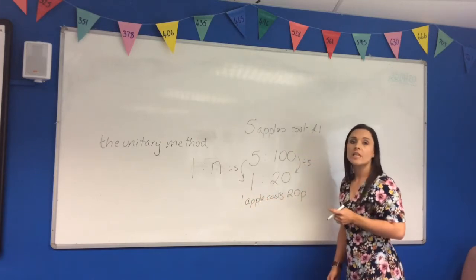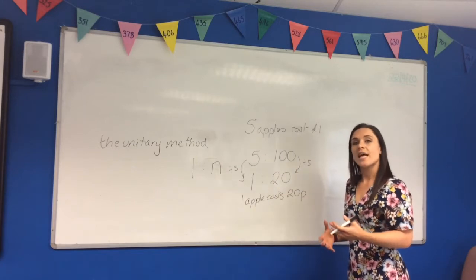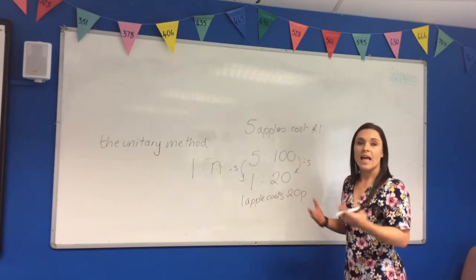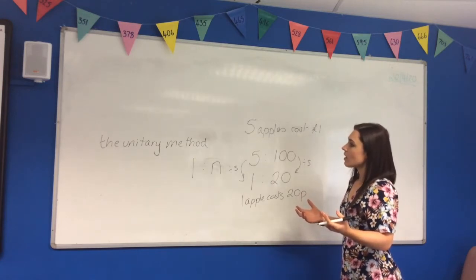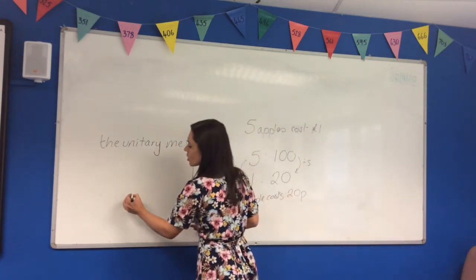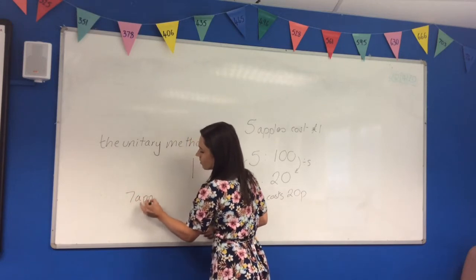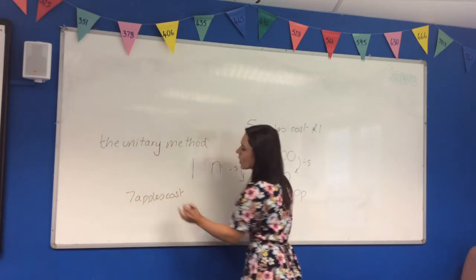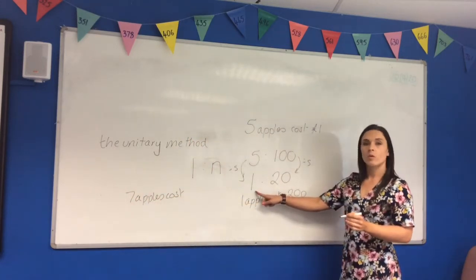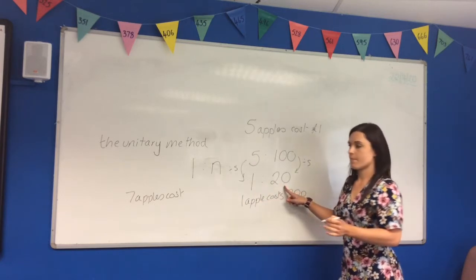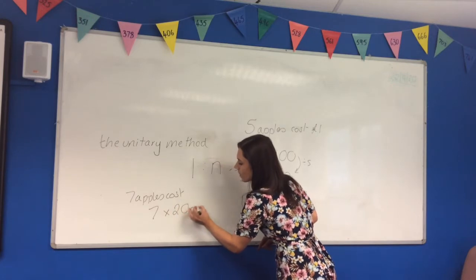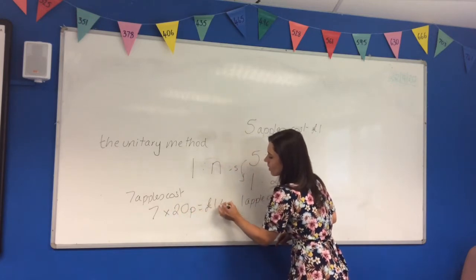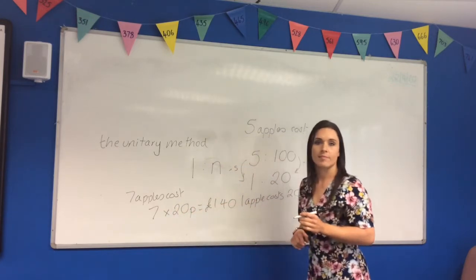Now this could be really useful for us because now we could answer any question that asks us the cost of a number of apples. So I may ask you, how much do 7 apples cost? Well, we know now that one apple costs 20p. So 7 apples is 7 lots of 20p, which would be £1.40.